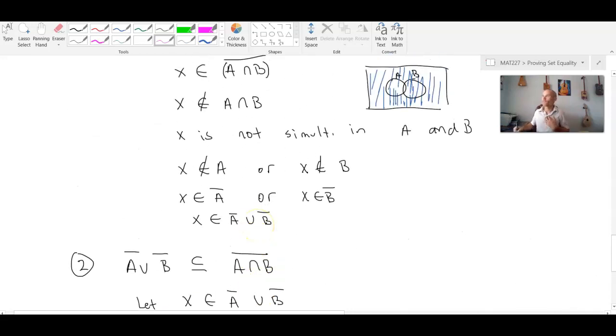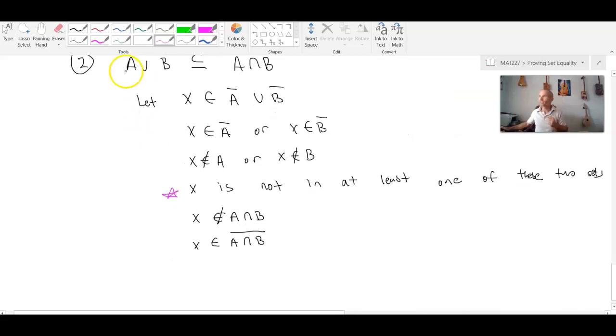That occurred up here for us, where we said, what does it mean for X to not be an element of A and B? It means that it's not simultaneously in both. What does it mean for X to not be an element of A or X to not be an element of B? It means X is not in at least one of these two sets, which means that X is not in both of them at the same time. So you use these words to build yourself up to where you need to go.